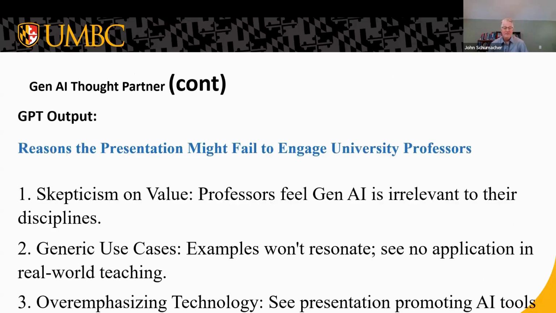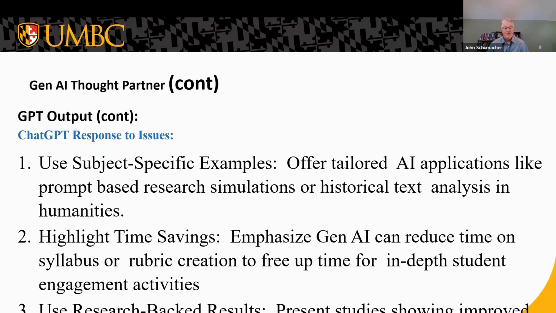The output here from ChatGPT is, here's how it's going to fail. There's skepticism on the value. Professors feel generative AI is irrelevant to their discipline. Generic use cases, overemphasis on technology. So again, here I'm using it to identify how my presentation will fail. Next slide. Here are the responses. It says, use specific examples, highlight time savings, and use research-backed results. Next slide.